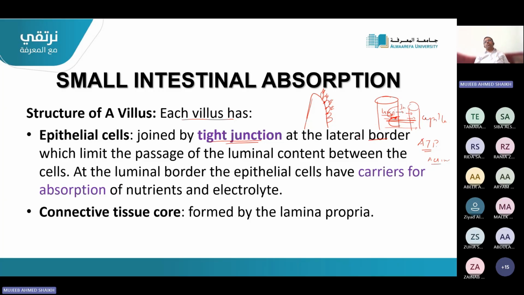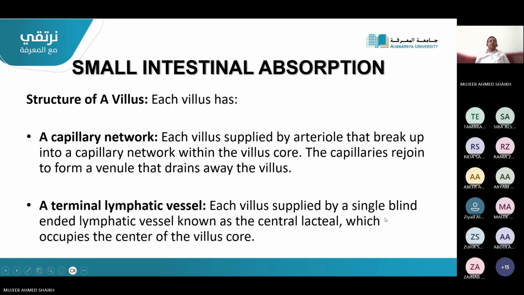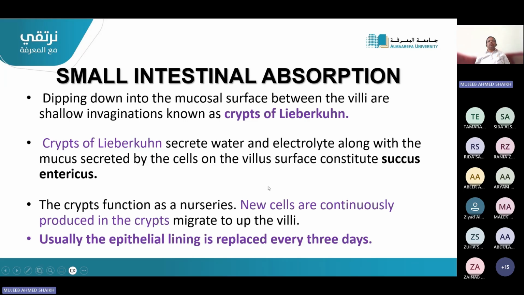For any absorption to occur, there should be a carrier. There should be a protein channel or something which will allow them to enter, which we call a carrier. So carriers are needed. And between this area, there is a lamina propria, which is a connective tissue. So how it occurs? I will skip this because there is a picture which I will show you now.